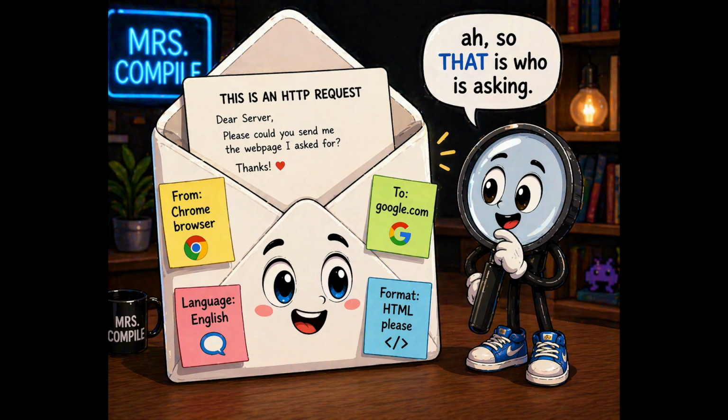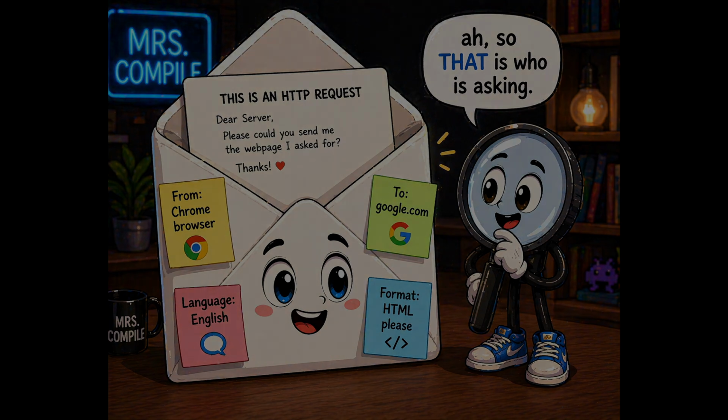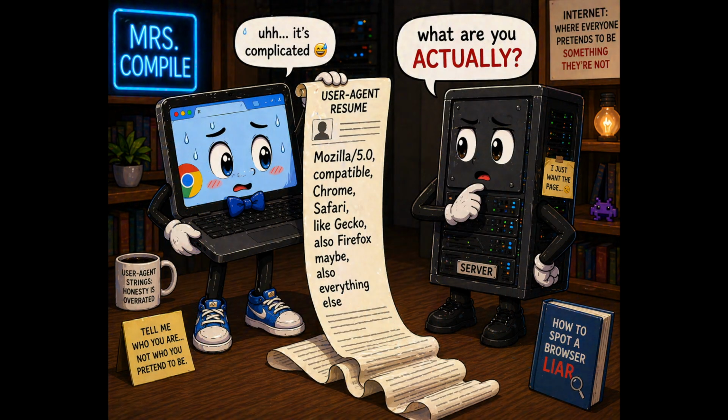These are extra bits of information about the request. Who's sending it? What language they want the response in? What format they accept? It's like the metadata of the conversation. The User-Agent header is my favorite. It tells the server what browser you are using. And if you ever actually look at a real user agent string, it's absolute chaos. It will say something like Mozilla/5.0 compatible Chrome Safari like Gecko. It's like a CV that lists every job you have ever pretended to have.